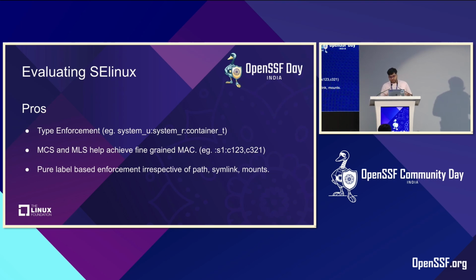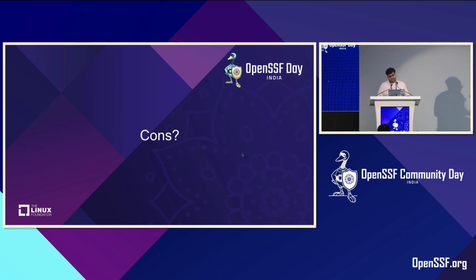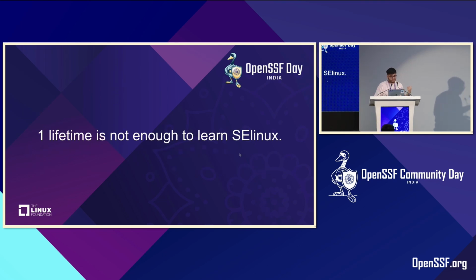It's a pure label-based enforcement system, so it does not respect path, symlinks, or mounts. So for example, let's say you created a symlink of a file just to escape a selinux label, right? Then you can't access that symlink either because it does not respect that. Well, there are cons as well, and this is the famous saying with selinux: one lifetime is not enough.